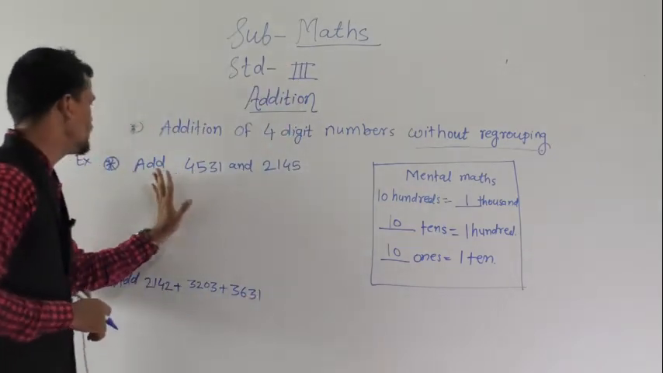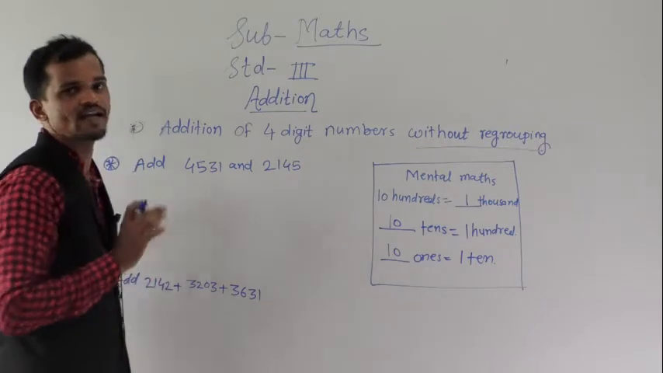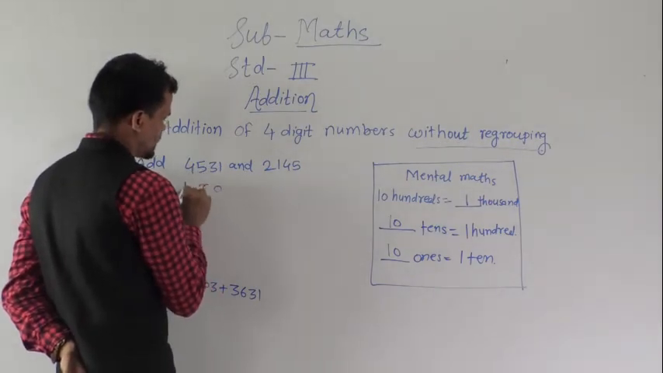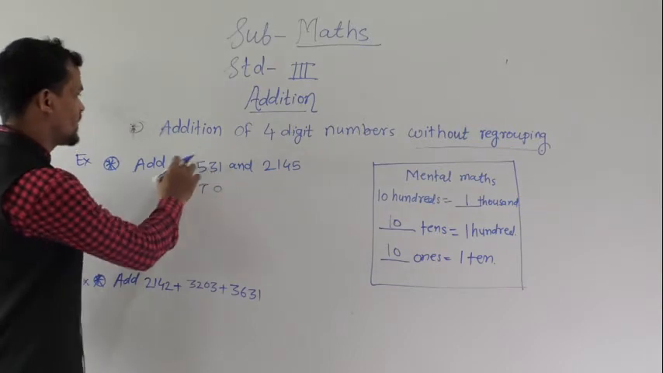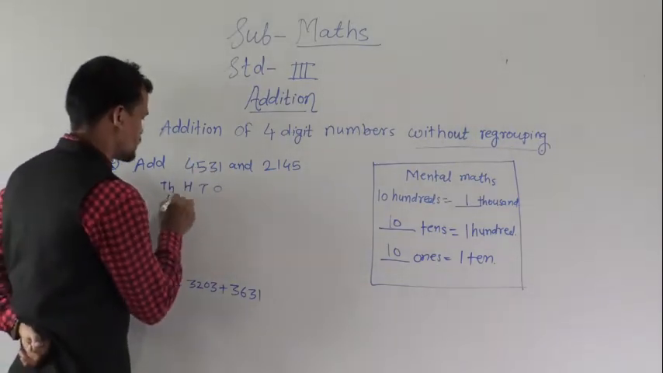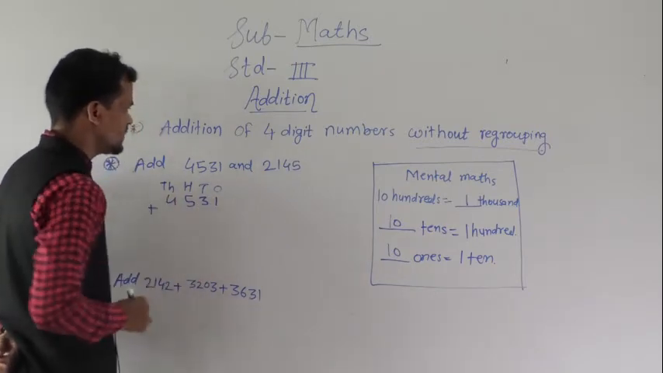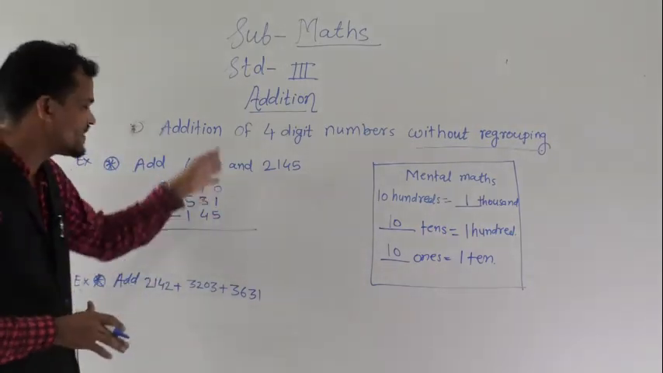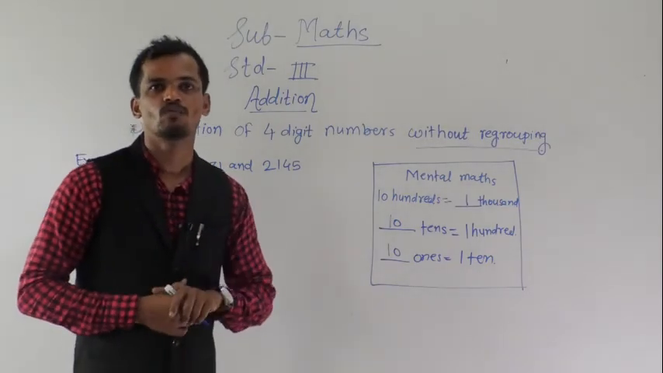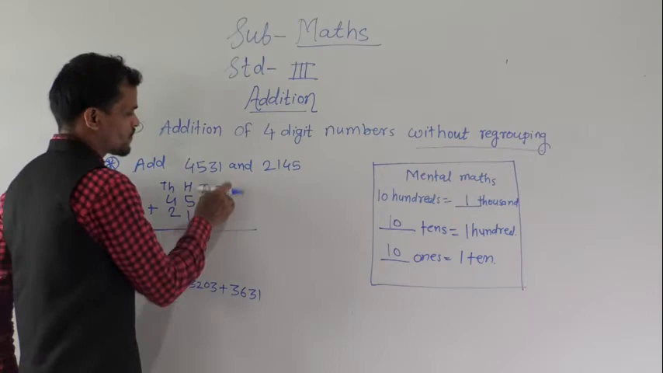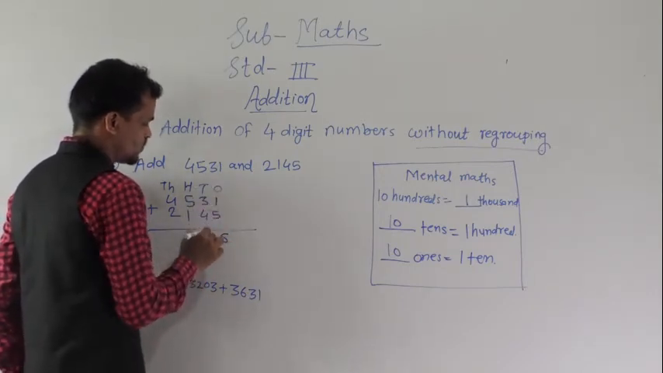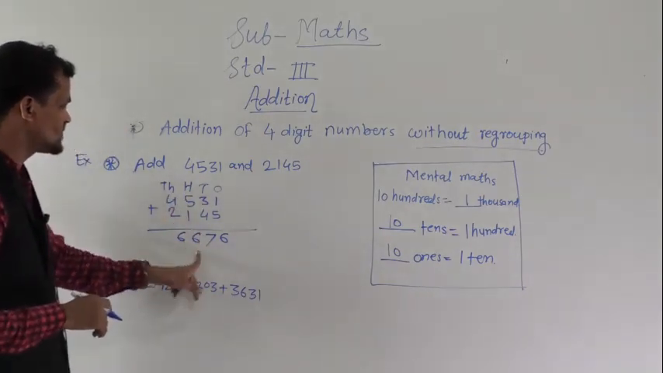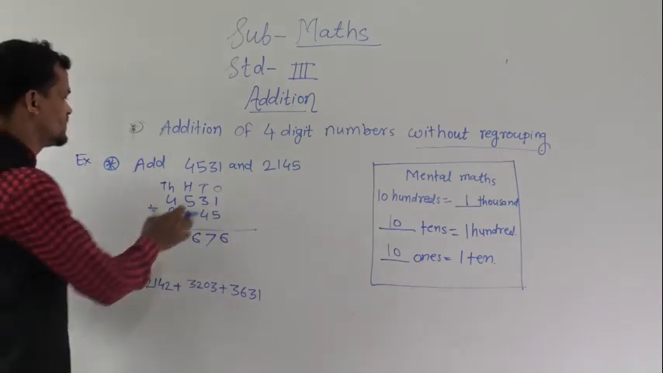Now we will add these two numbers. First arrange the numbers in columns. These are 4-digit numbers, meaning 1s, 10s, 100s and 1000s. Arrange these two numbers in columns and then add: 4531, give a plus sign, and 2145. Now just add the columns, starting from the ones place. 1 plus 5 is 6, 3 plus 4 is 7, 5 plus 1 is 6, 4 plus 2 is 6. So 6676 is the sum of these two numbers.